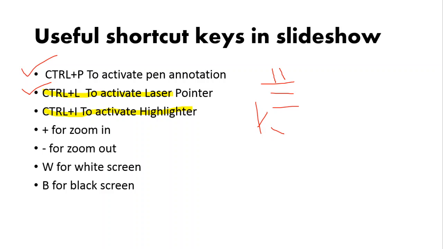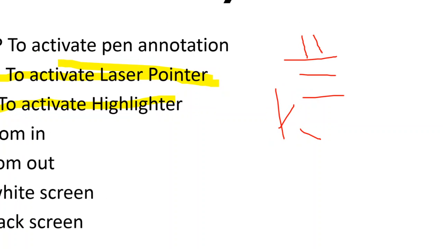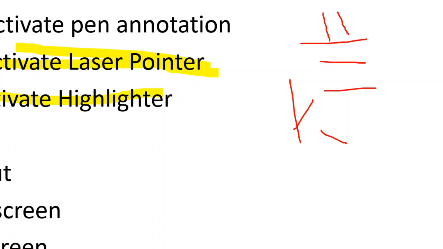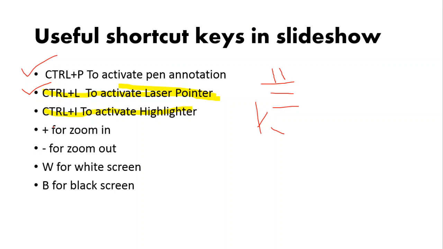Now I can highlight certain text in my PowerPoint. And then for zoom in, I can simply press the plus key. When I press the plus key, you can have a look, we are zooming in. And then to zoom out, I need to press the minus key. As you can see, we are zooming out.